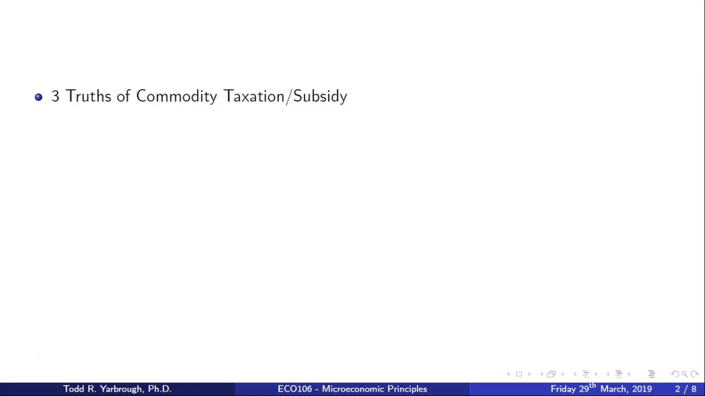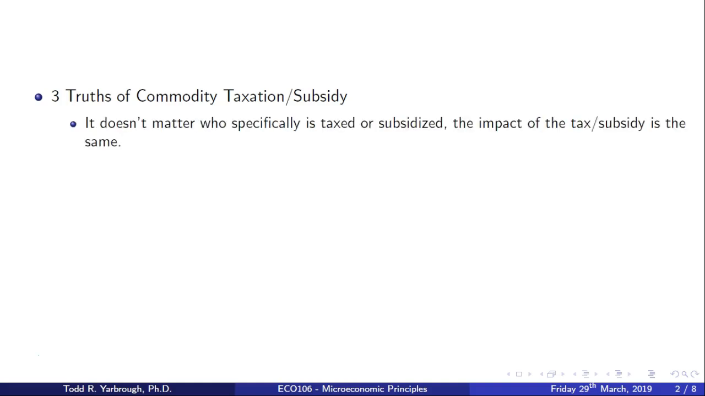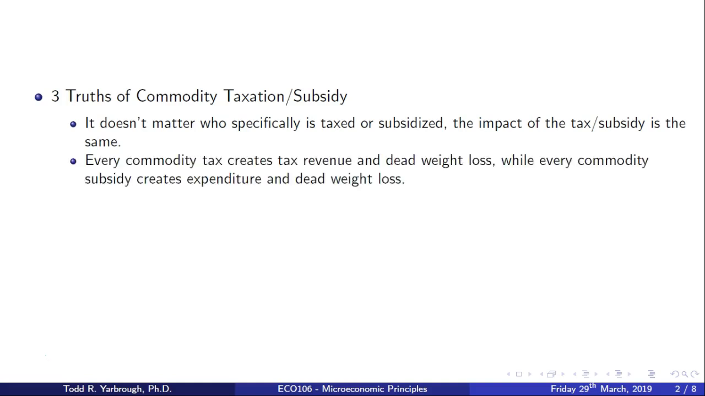First, let's start off talking about some basic facts that we know about taxation and subsidization. The first is, it doesn't matter who we specifically tax or subsidize. What I mean by this is that it doesn't matter whether we tax or subsidize consumers, or whether we tax or subsidize producers. The impact of any given tax or any given subsidy will be the same. Second, every commodity tax creates tax revenue and deadweight loss, while every commodity subsidy creates expenditure and deadweight loss.